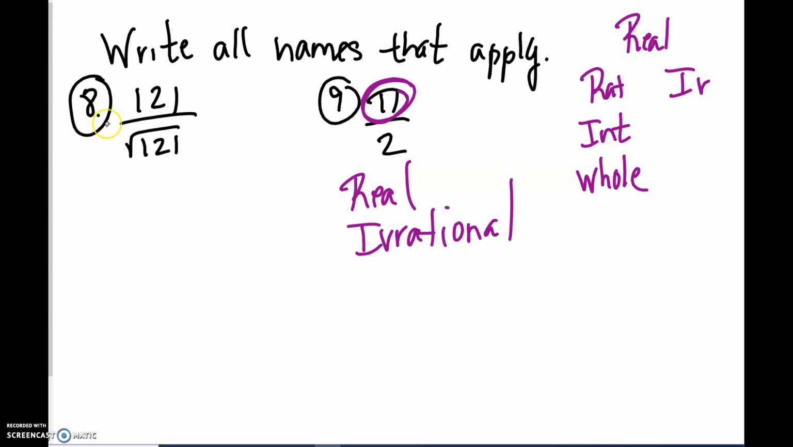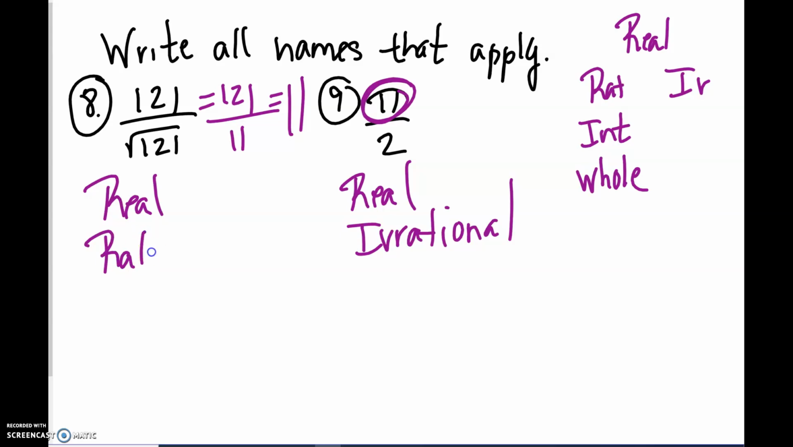All right, number 8. So the square root of 121 is a perfect square, and the square root of 121 is 11. So now 121 divided by 11 is 11. So what all fits? Well, all of them have to be real. And now you have to decide, is it rational or irrational? Well, this one's going to be rational.